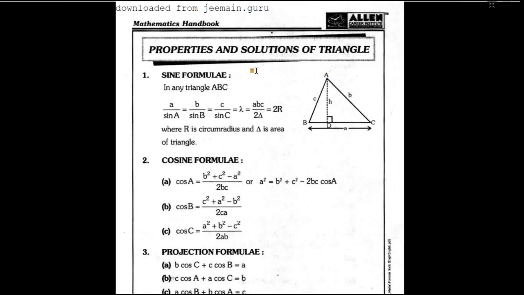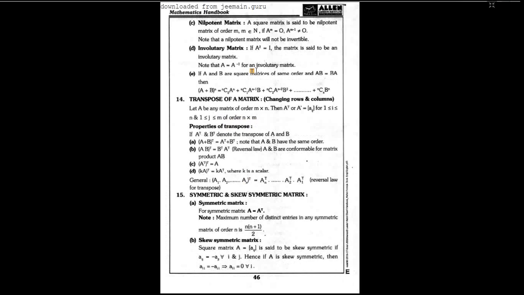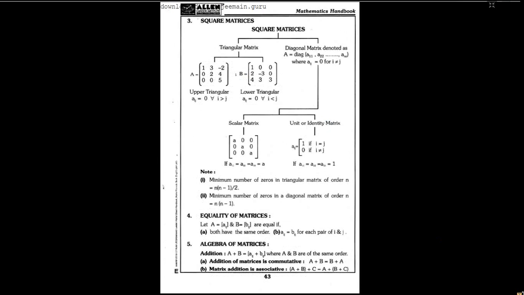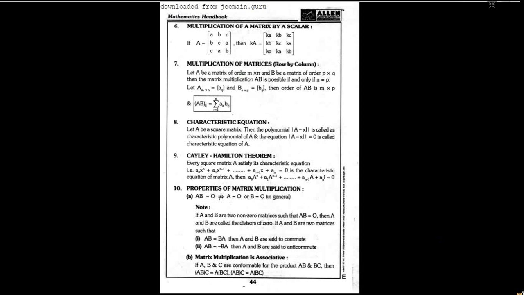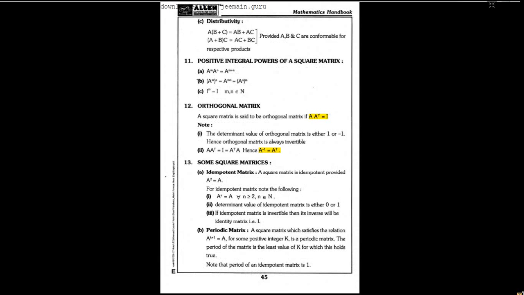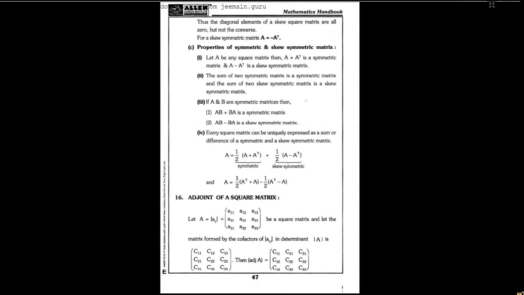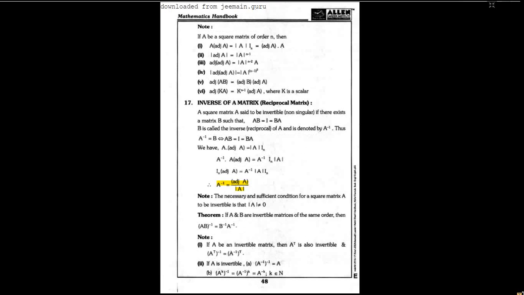So this was all in determinants and matrices. Let us revise once again. Introduction, types of matrices, square matrices, equality of matrices, algebra of matrices, multiplication of a matrix by a scalar, multiplication of matrices, characteristic equation, Cayley-Hamilton theorem, and all the properties of matrix multiplication we saw. Positive integral powers of a square matrix, important orthogonal matrix. Some square matrices: idempotent matrix, periodic matrix, nilpotent matrix, involutory matrix. Then transpose of a matrix, changing rows and columns, its properties, symmetric and skew-symmetric matrices and their properties, adjoint of a square matrix. Finally we learned inverse of a matrix and its application.